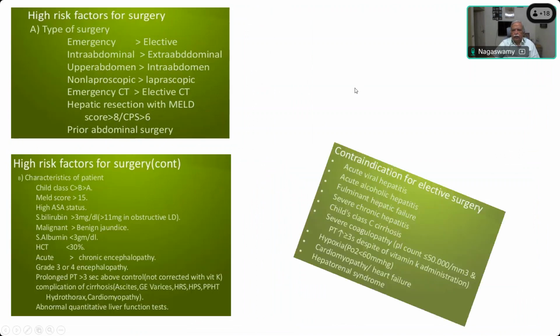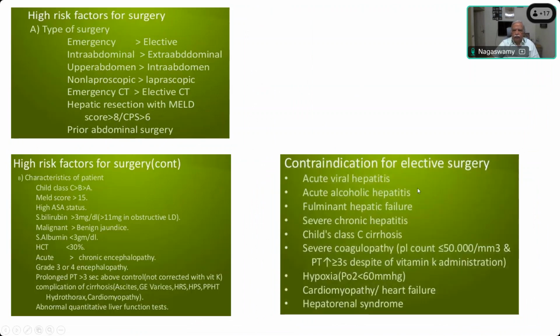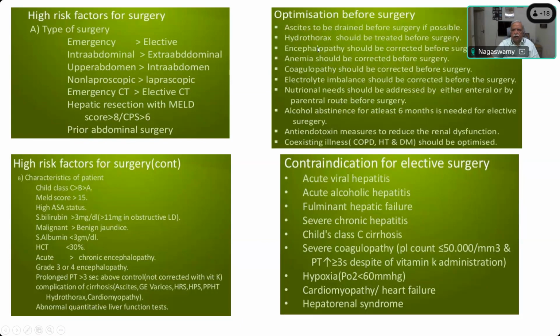Then contraindications for elective surgery in patients with liver disease: if they have active viral hepatitis or alcoholic hepatitis or fulminant hepatic failure, severe chronic hepatitis, and this CTP scoring of C with cirrhosis, coagulopathy, hypoxemia in normal conditions, cardiomyopathy or heart failure, patients with established hepatorenal syndrome, and bleeding tendencies. All these things are contraindications for surgery.